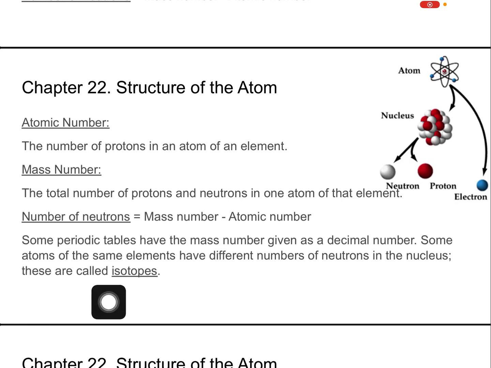But one of the things that you did ask me to highlight again was isotopes. So some periodic tables have the mass number given as a decimal number. And what does that mean? So we don't have, like, let's say 3.6 electrons. Okay, we don't have a 0.6 amount of electrons. So where is that number? Where is that 0.6 coming from?